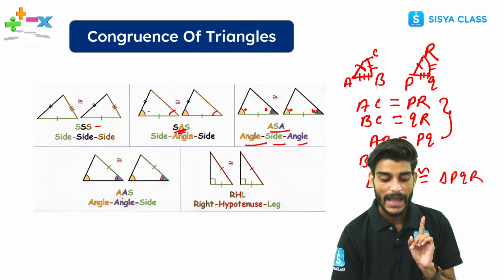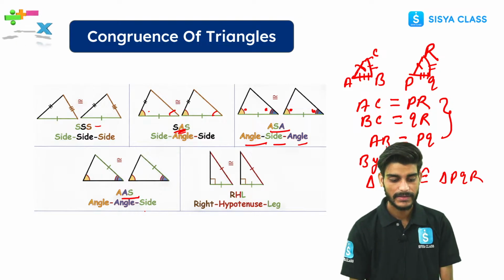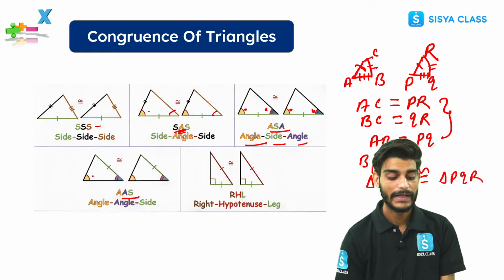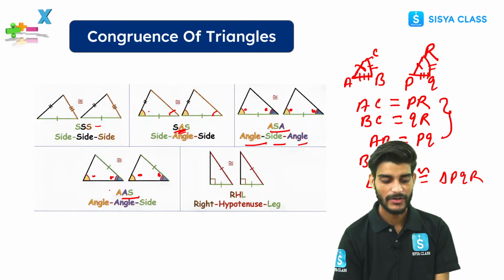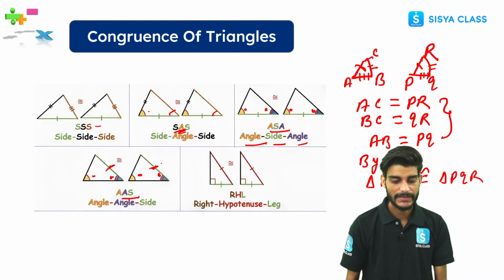The fourth one is the angle, angle, side criteria. What does it say? Corresponding angles should be equal. Obviously corresponding angles should be equal and one side should be equal. Then we can apply this criteria.